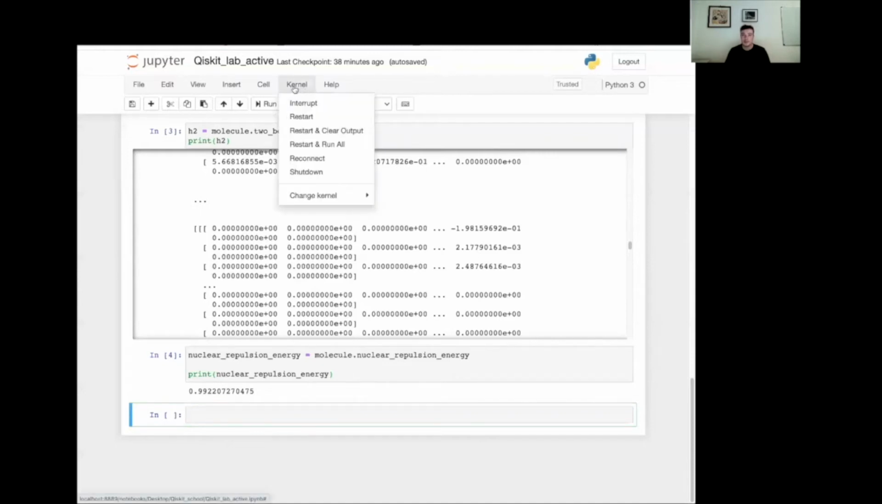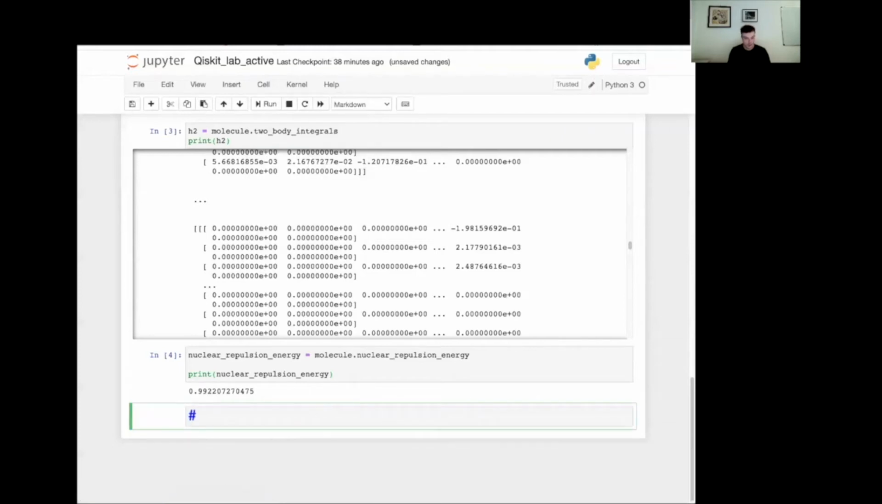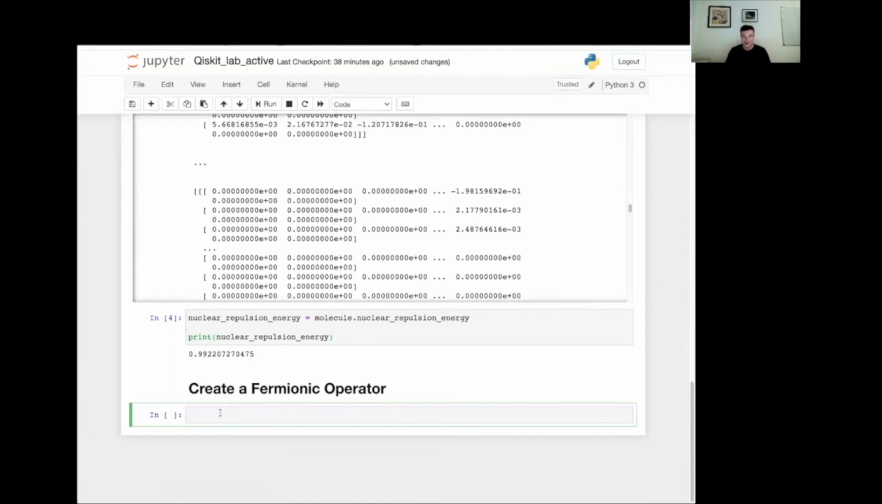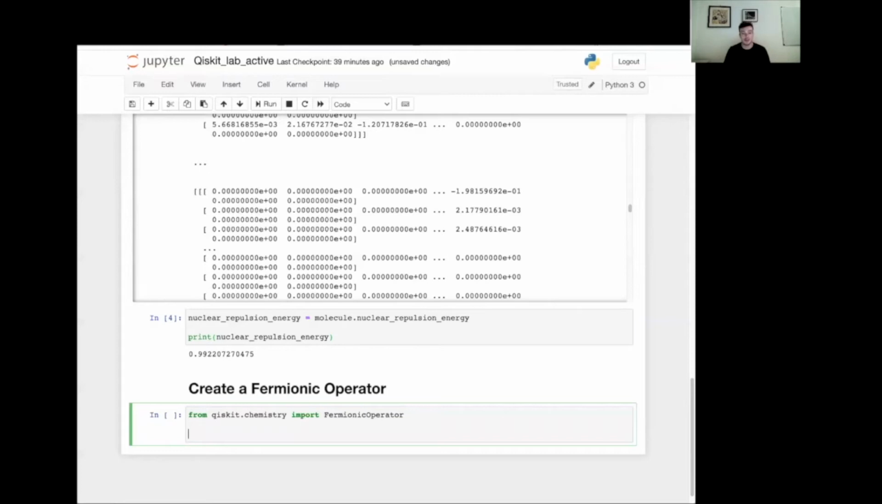So to do that, let me first mark this cell as the start of a new paragraph, which I'm gonna call create a fermionic operator, just because of a lack of fantasy. Okay, and so in this new section here, first of all, let's import from Qiskit Chemistry a fermionic operator class, and with this class, let's create an instance of a fermionic operator, and let's call this f op.